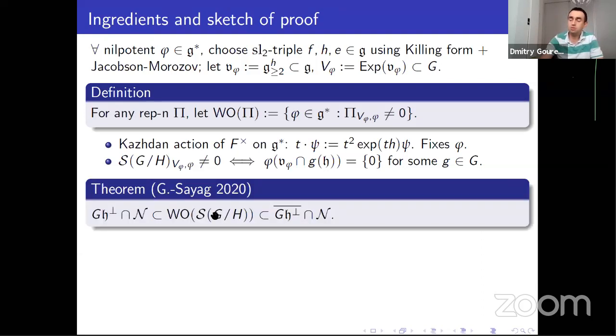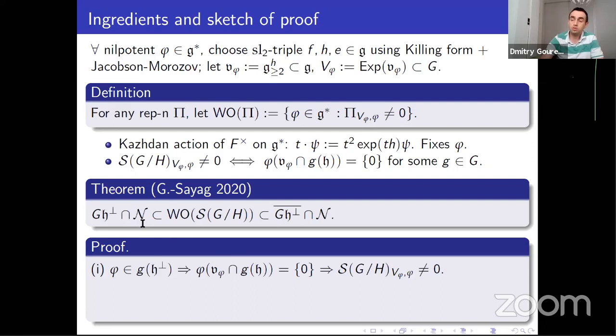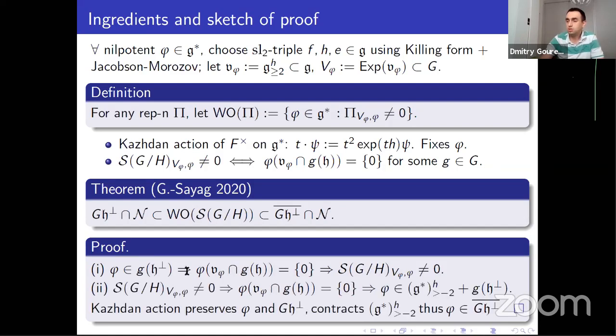So let me remind you the theorem: Whittaker orbits include GH perp and lie in the closure of GH perp. Here is the proof. So first, for the first inclusion, if you have phi in GH perp, so it's little g times H perp for some g, then it vanishes on g of H. It's just equivalent to this condition. Also it vanishes on the intersection. So there exists an invariant distribution, thus there exist co-invariants in Schwartz functions. And that's it. For the other direction, non-vanishing means that phi vanishes on g of H, but intersected with the Lie algebra V phi.